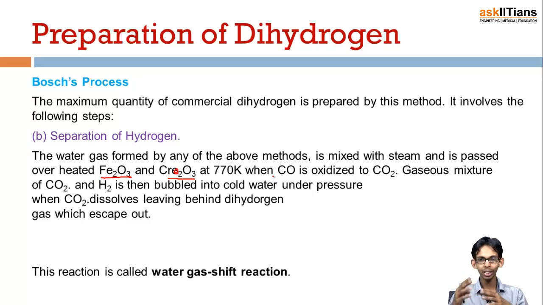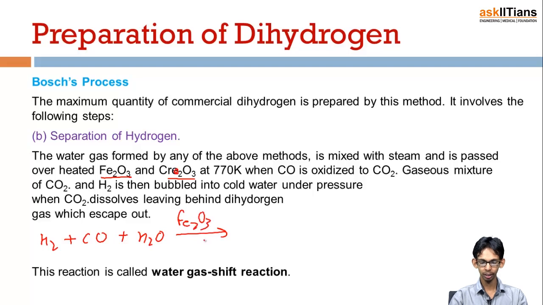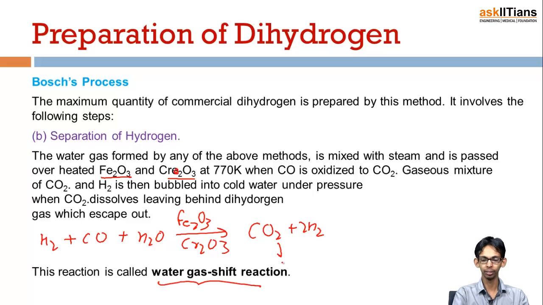Carbon dioxide is soluble in water, so whenever this mixture is further passed into water, carbon dioxide, being soluble, dissolves in water, while hydrogen, being insoluble, escapes away and is collected. The reaction is like this: hydrogen, carbon monoxide, steam, Fe2O3 and Cr2O3, we get carbon dioxide and hydrogen. When this mixture is passed into water, the carbon dioxide dissolves and hydrogen escapes away. This is known as the water gas shift reaction.